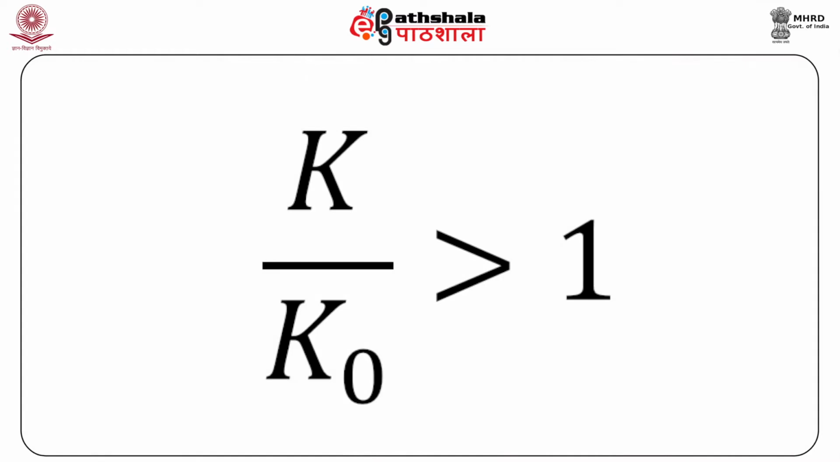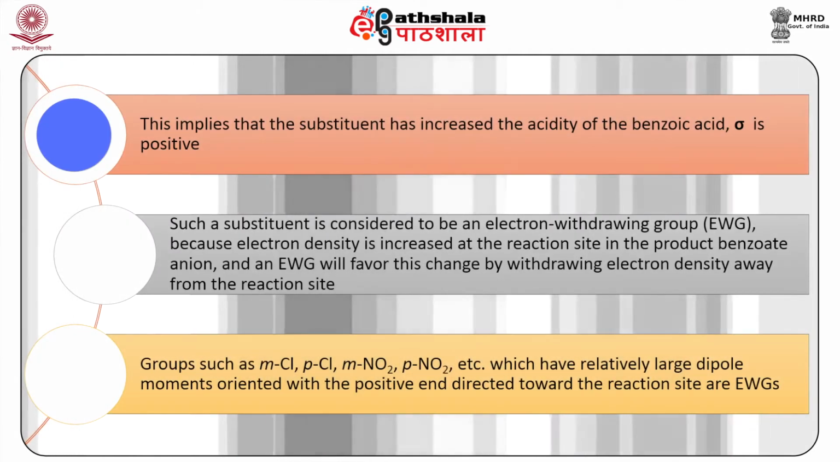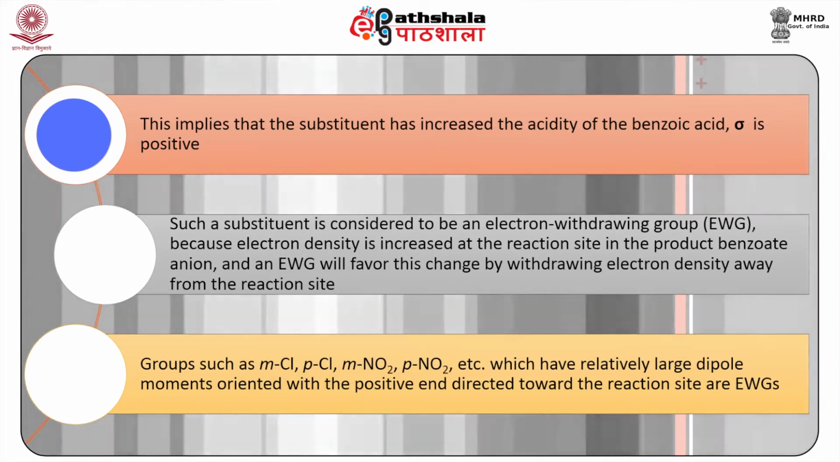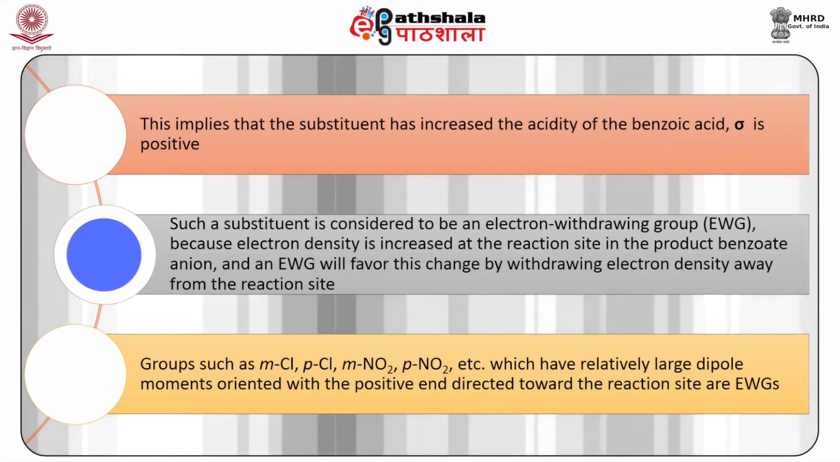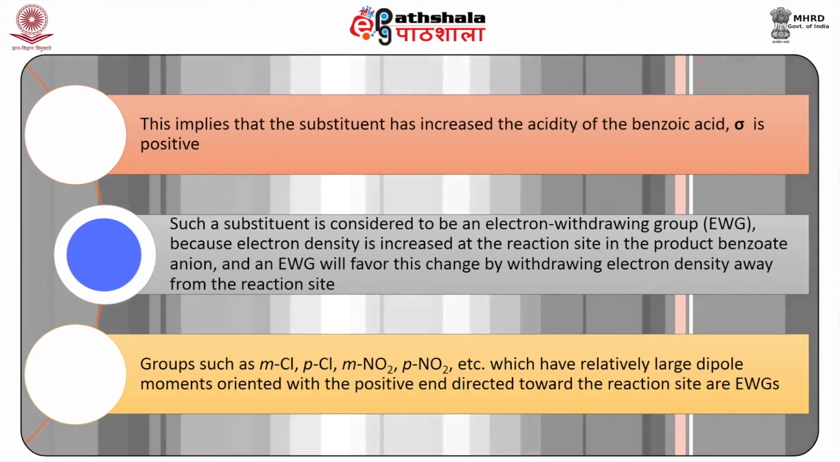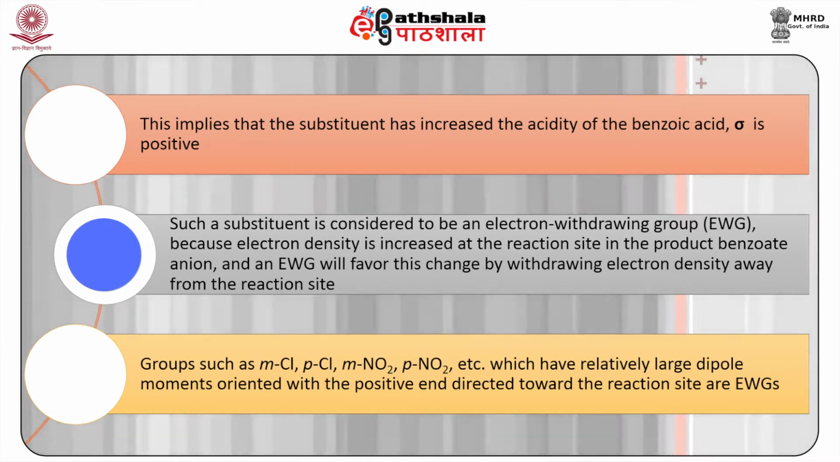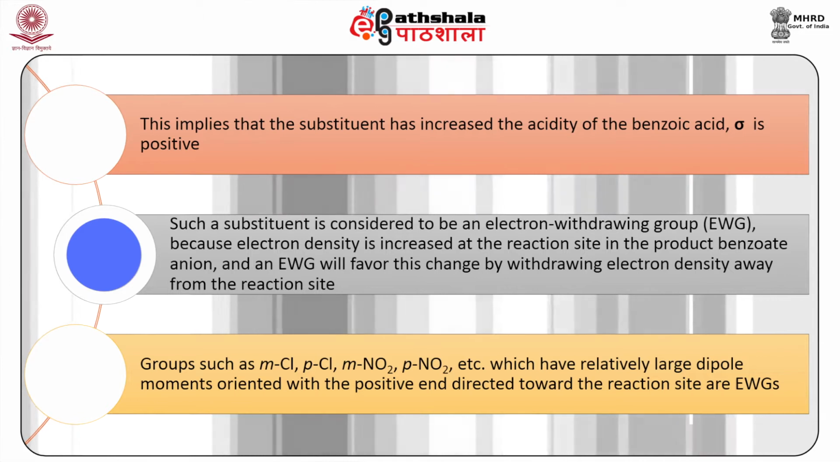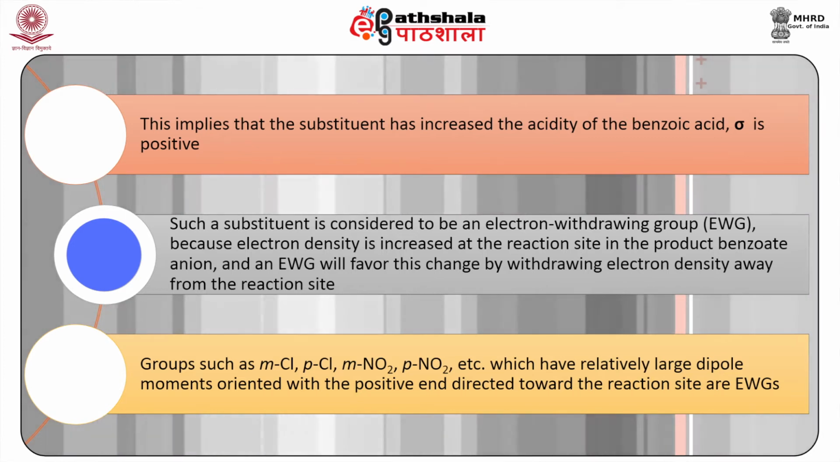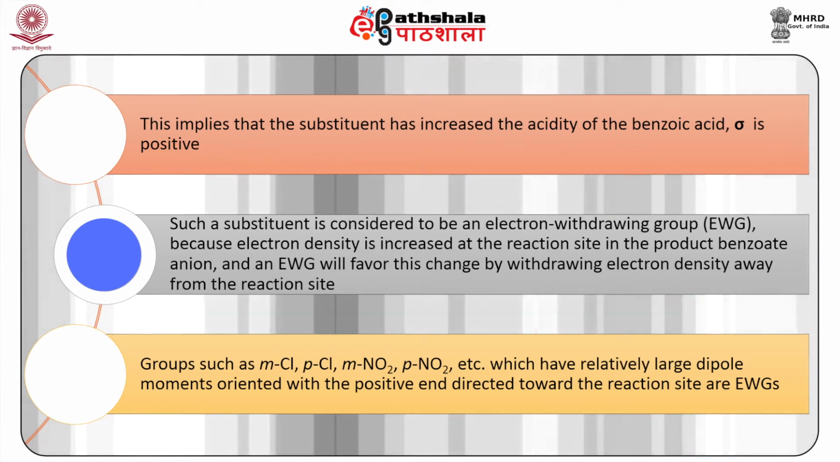The sign of sigma can tell you about the relative effect of the substituent which is on the aromatic ring. Let us study the cases. If K by K naught is greater than 1, this implies that the substituent has increased the acidity of the benzoic acid, that means sigma is positive. Such a substituent is considered to be an electron withdrawing group because electron density is increased at the reaction site in the product benzoate anion, and an EWG, that is an electron withdrawing group, will favor this change by withdrawing electron density away from the reaction site.